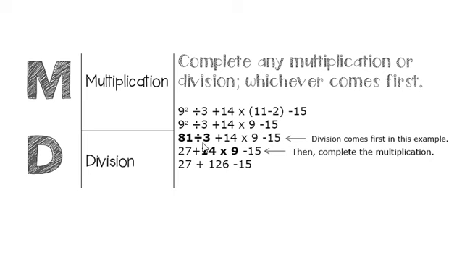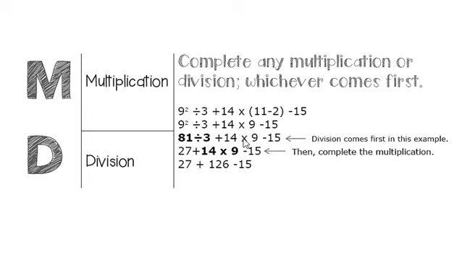Yeah, sorry, I said it wrong. So you have to do the division first and then complete it by the multiplication. So first you do the parentheses, exponent, division, and then the multiplication. Okay, so complete any multiplication or division, whichever comes first. So if I had the multiplication before, you can do the multiplication before and then the division later.